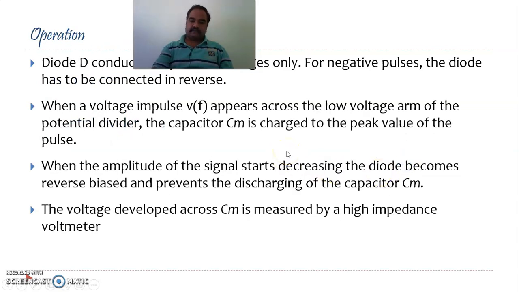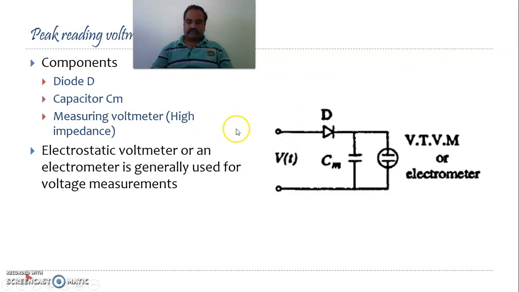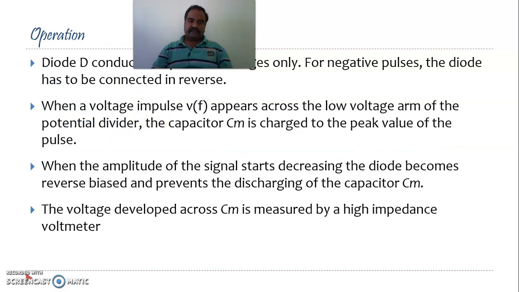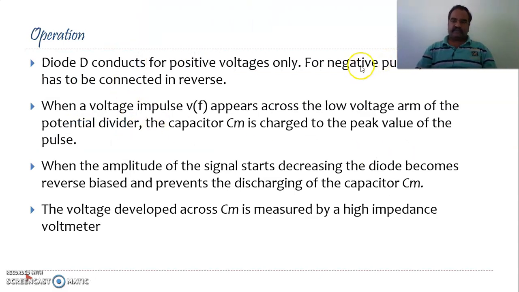When you are having an impulse voltage, let us suppose we will be considering only one, either positive or negative impulse voltage. I am considering a positive impulse voltage. When there is a positive impulse voltage applied across the input terminals, the diode conducts in the positive half cycle and the capacitor gets charged. The same is being measured here using your ESV. See here, diode D conducts for positive voltage only. For negative pulses, the diode has to be connected in reverse.